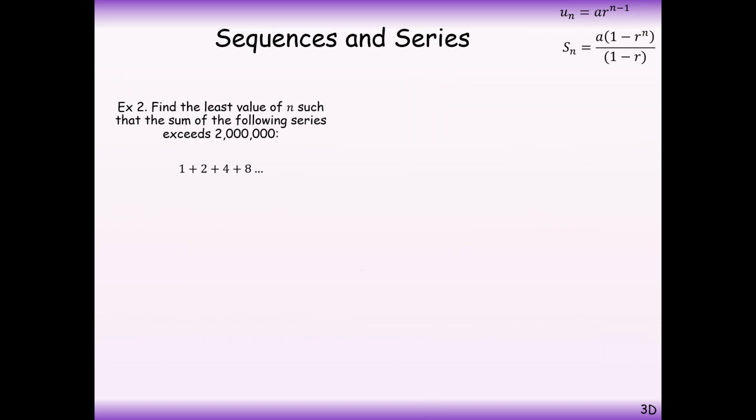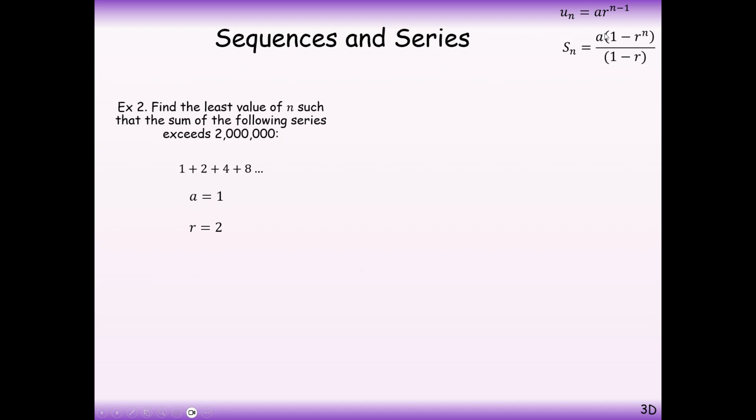Let's look at the next example together. In this question, we've been asked to find the least value of n such that the sum of this geometric series 1 plus 2 plus 4 plus 8 will exceed 2 million. So first thing we note from this question is the value of a and r. a is 1 and r is 2. But we don't know what the value of n is, and that's what we're trying to figure out. We do know the sum has to exceed 2 million.